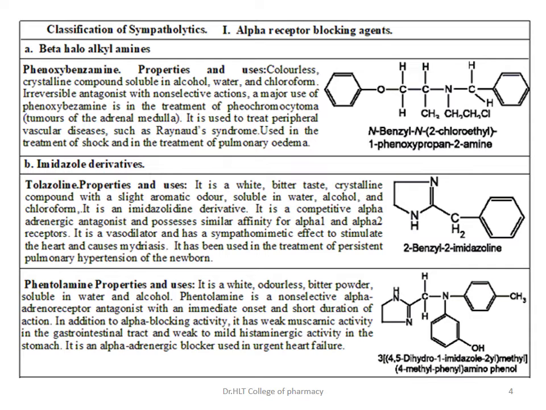The second member in the imidazoline derivatives is phentolamine. Phentolamine is 3,4,5-dihydroimidazoline-2-yl methyl 4-methylphenyl aminophenol. It is an alpha adrenergic blocker used in urgent heart failure. It has two additional activities, muscarinic activity and also a histaminergic activity.